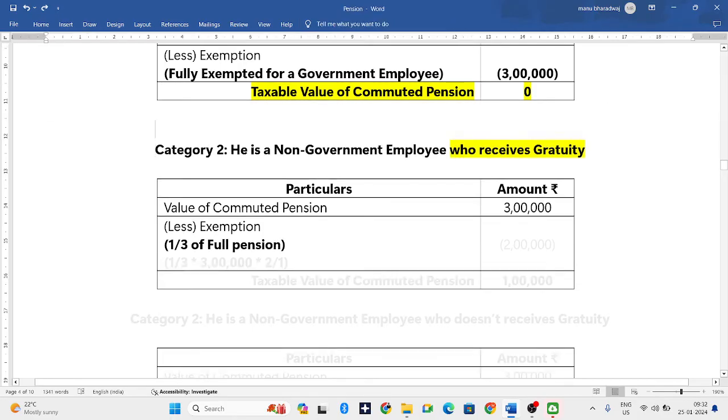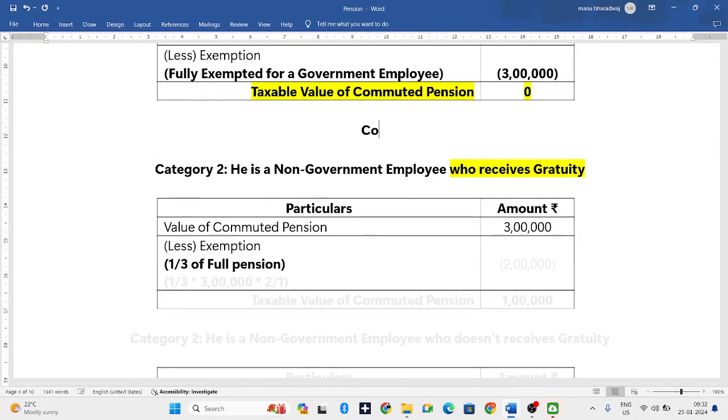Okay, I'll write here. So commuted pension, it is 3 lakh rupees. This 3 lakh rupees, it is half of the full pension.